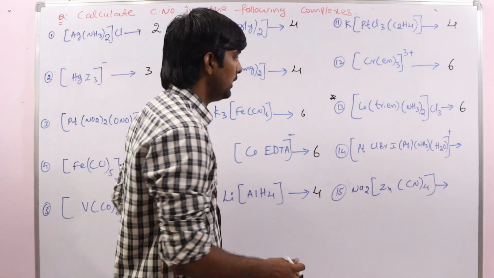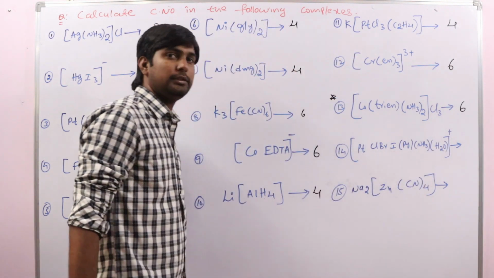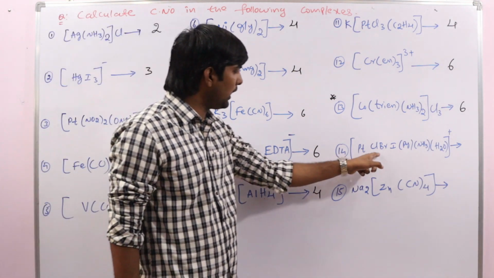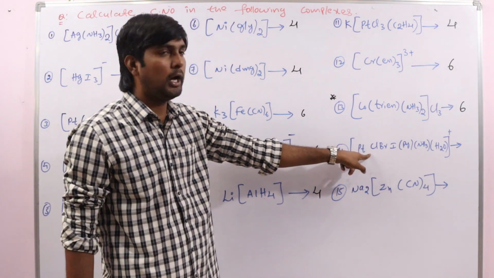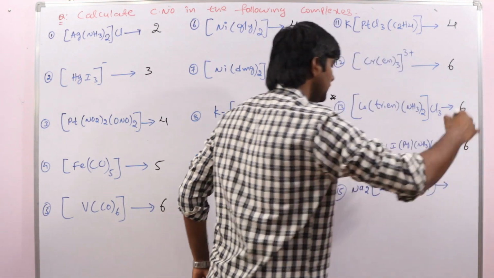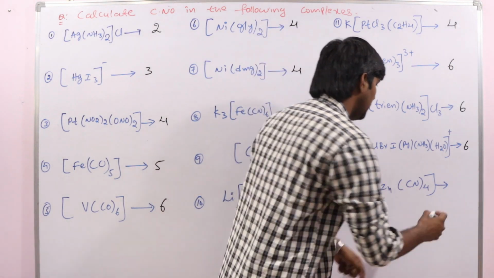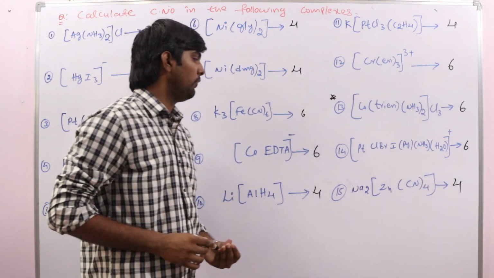Next, see this one. 1, 2, 3, 4, 5, 6. A total of 6 different ligands are present, all monodentate, so coordination number is 6. Next, cyanide is monodentate, so 4 ligands, and coordination number is 4.